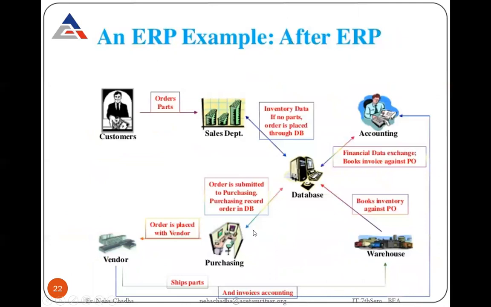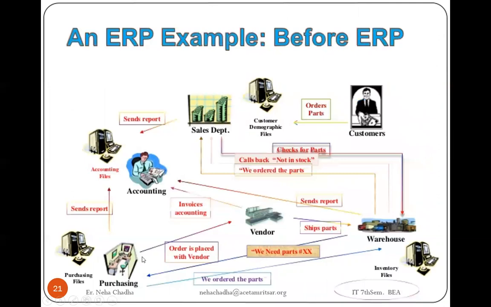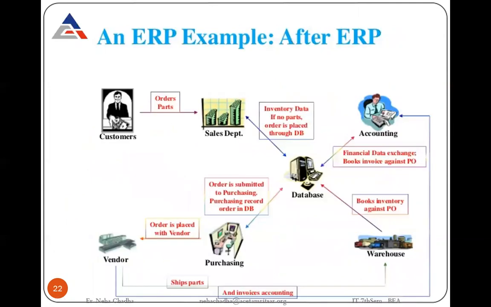Here the purchasing department is there. If we consider before ERP, the purchasing department was directly going to the vendor, but here, after ERP, the purchasing department is directly concerned with the central database. They want to purchase something, and they are giving the record to the central database.